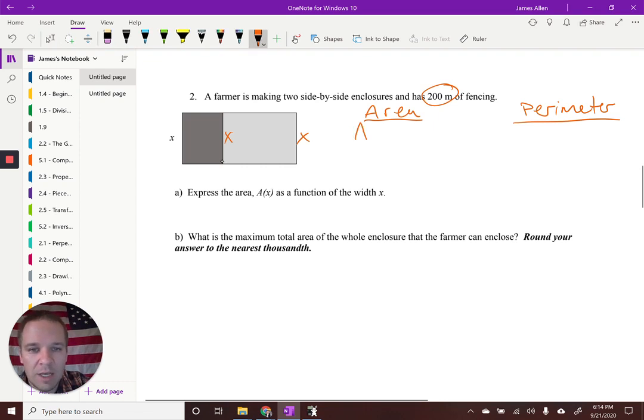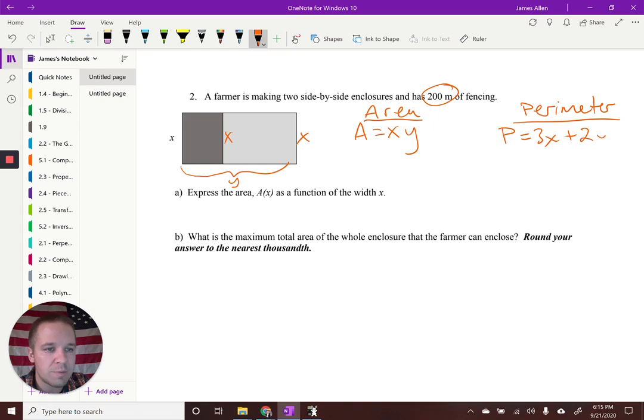Well, my area is, again, going to be, I'll call this dimension y. Our area is going to be x times y. And that's all we have to go by right now. But we do have information about our perimeter. Our perimeter, or our use of fencing here, is going to be how many x's? 3x plus, and then we got 2 y's, so 3x plus 2y. And we do know that our perimeter is 200, so we can work with that.